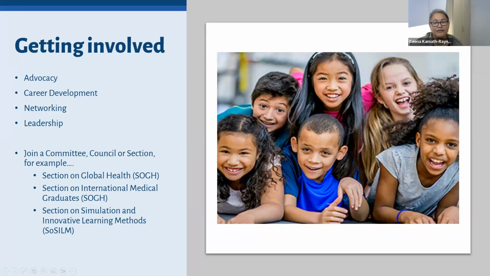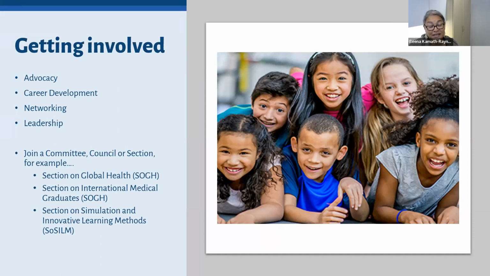Well, how can you get involved? Whether you're a student, a trainee, whether you're a faculty member, there's opportunity at the Academy to get involved. As you heard me say, we do a lot of advocacy. We have an annual advocacy conference where people go to Capitol Hill and advocate with their congresspeople on a variety of issues with kids. We do a lot of career development. There's a lot of opportunities to network, particularly at our annual meeting every year.